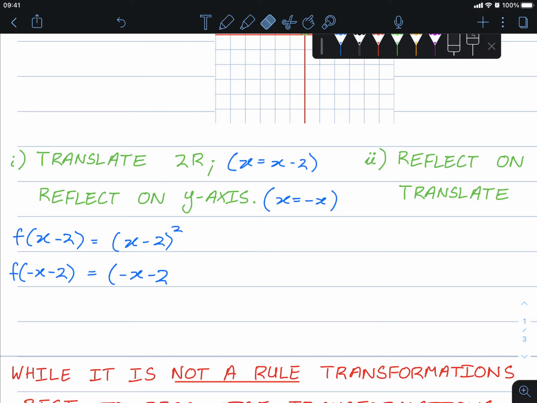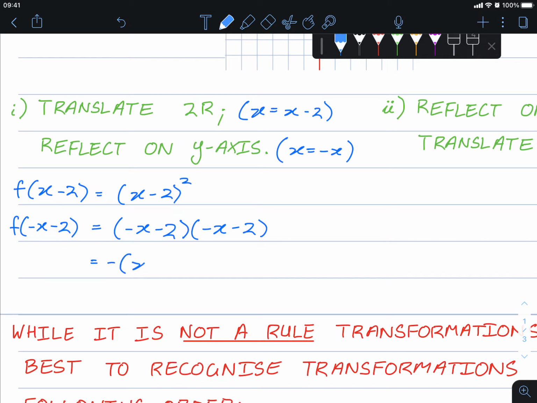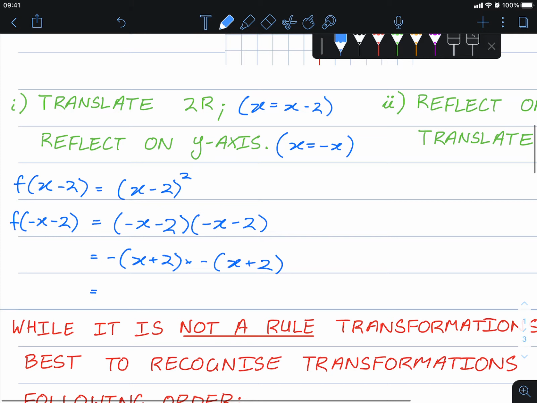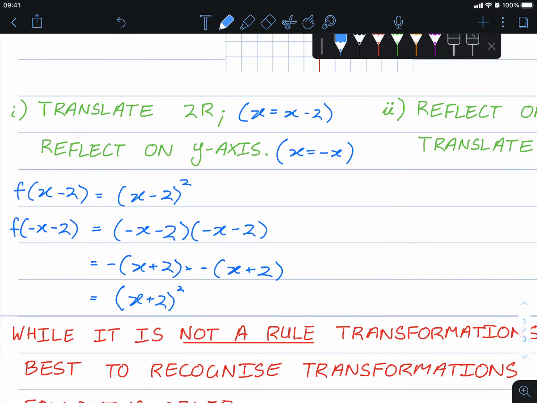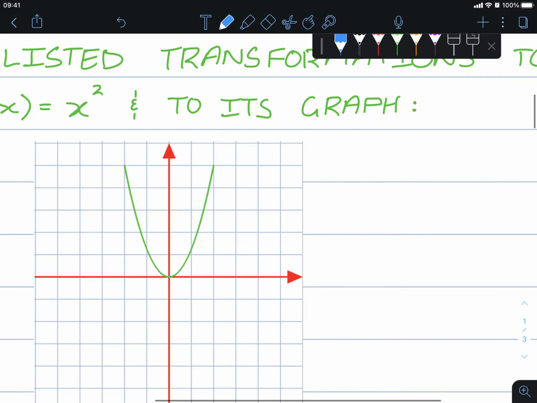Now I'm going to expand this, or write it in expanded notation, like this. 2 lots of x minus 2, factoring out the minus for both, so minus x plus 2 times negative x plus 2. The two negatives cancel to give us a positive. And then I'm going to combine these again using index laws, x plus 2 squared. So this here is the translation and then the reflection. The end result, let's do this in blue, is the exact same parabola.